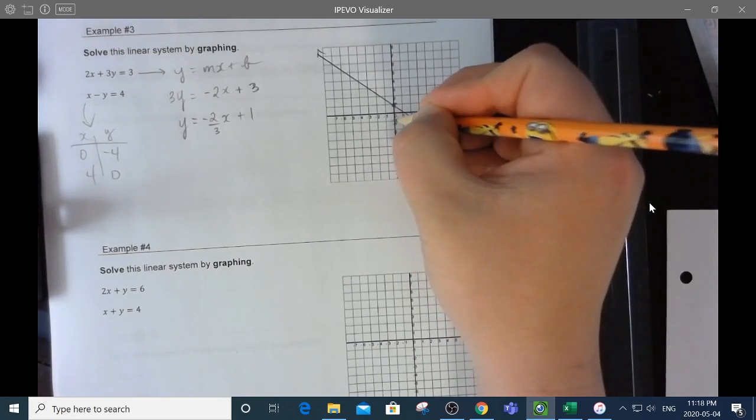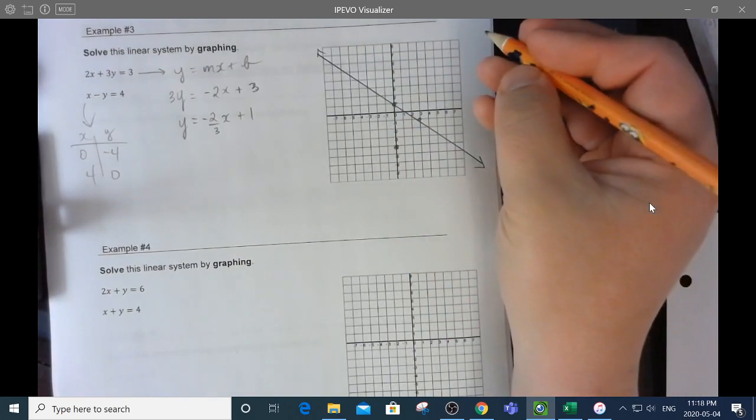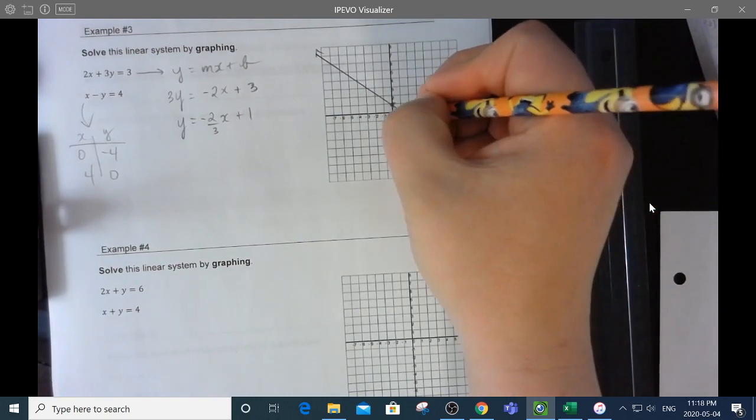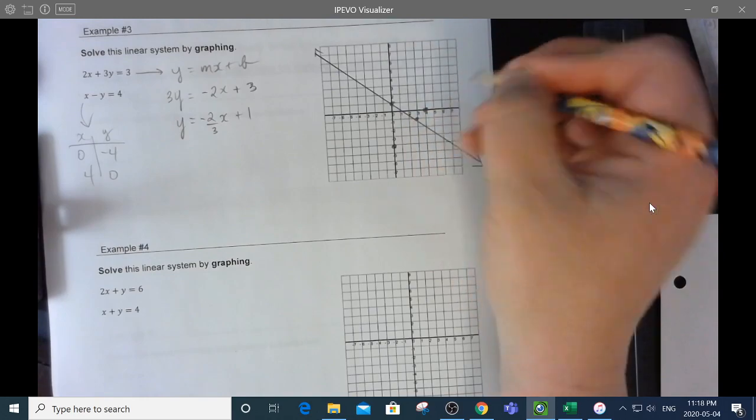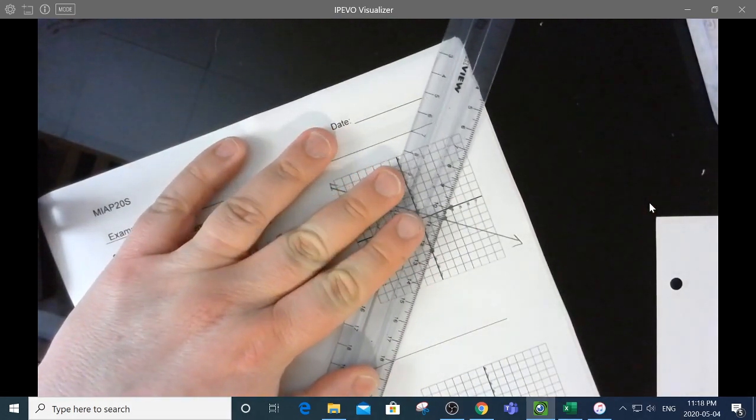Right there. Did I count that right? 1, 2, 3. Yeah. And then 4 over and 0 up. 1, 2, 3, 4. I think they're going to meet right there. Let's see. I'll graph that.